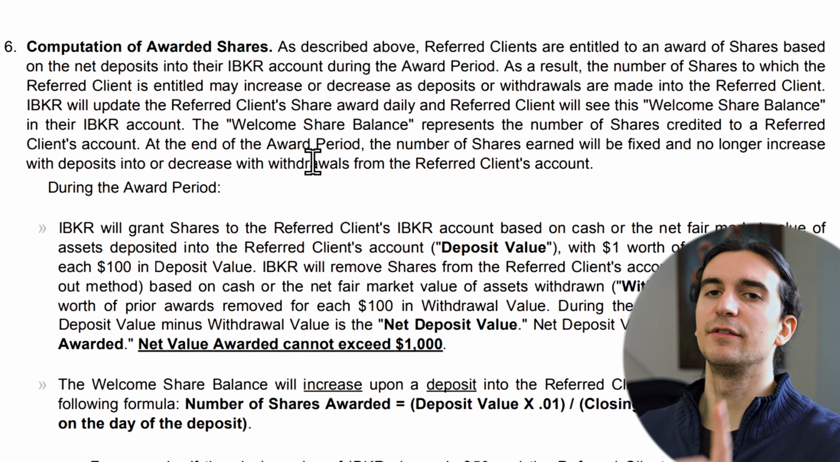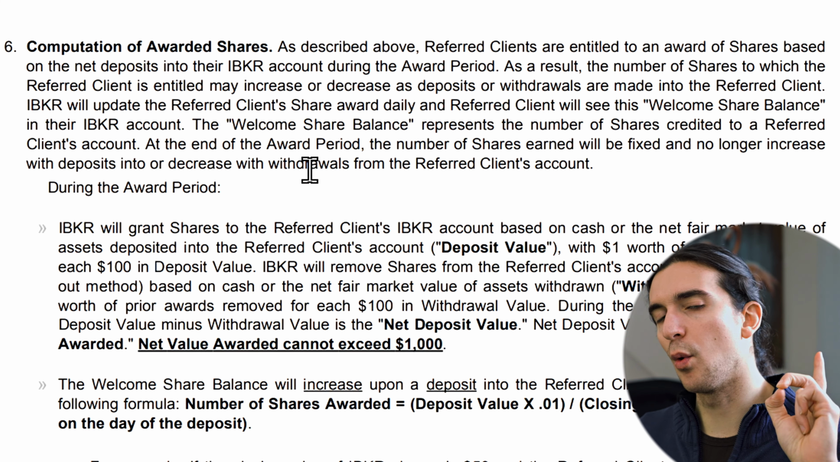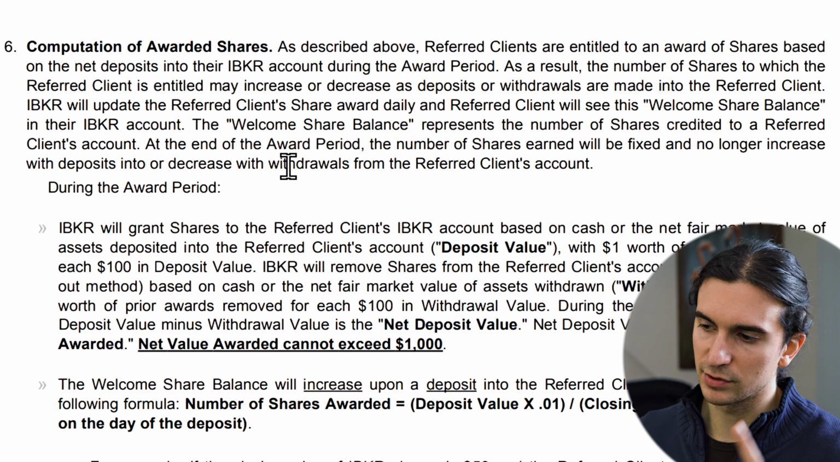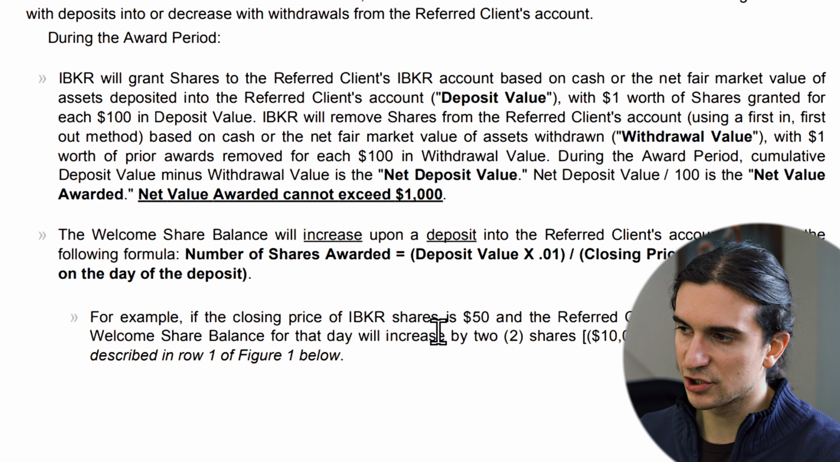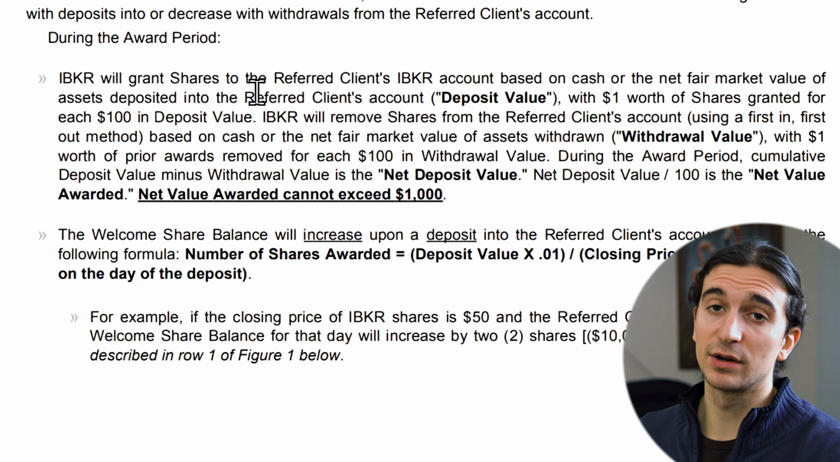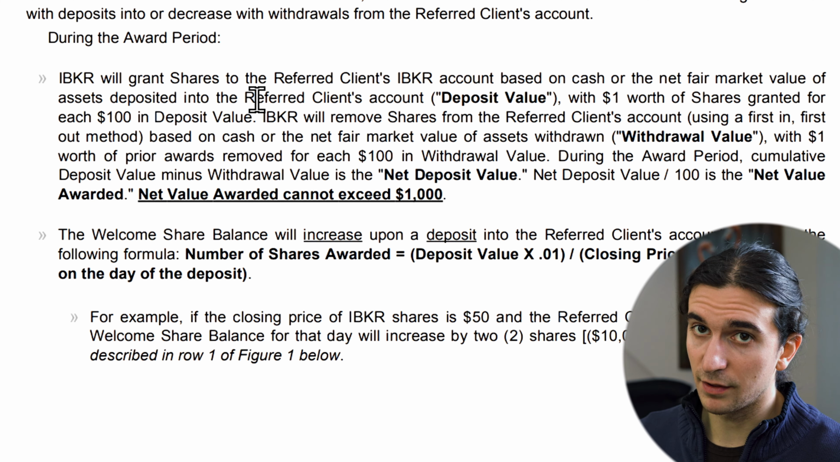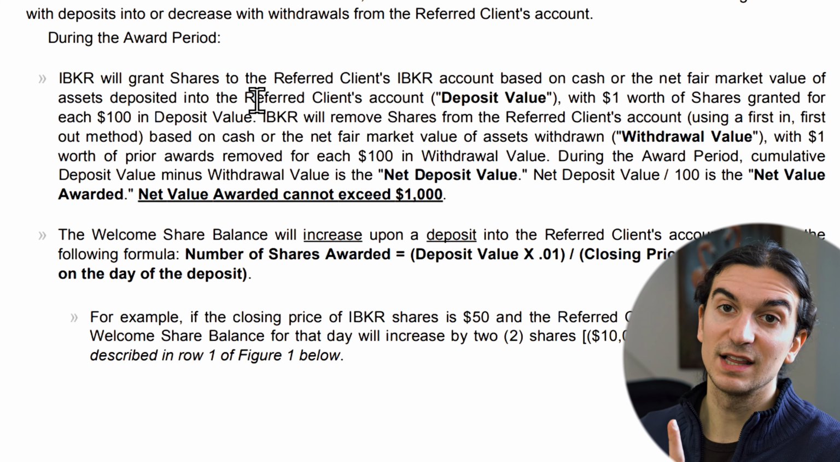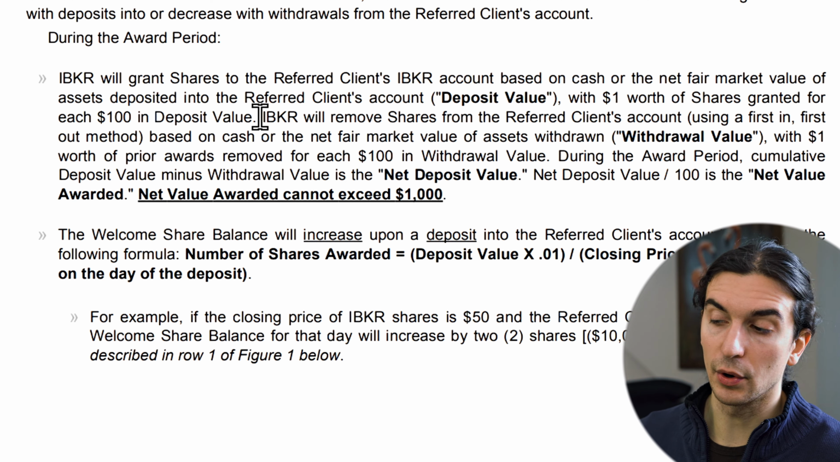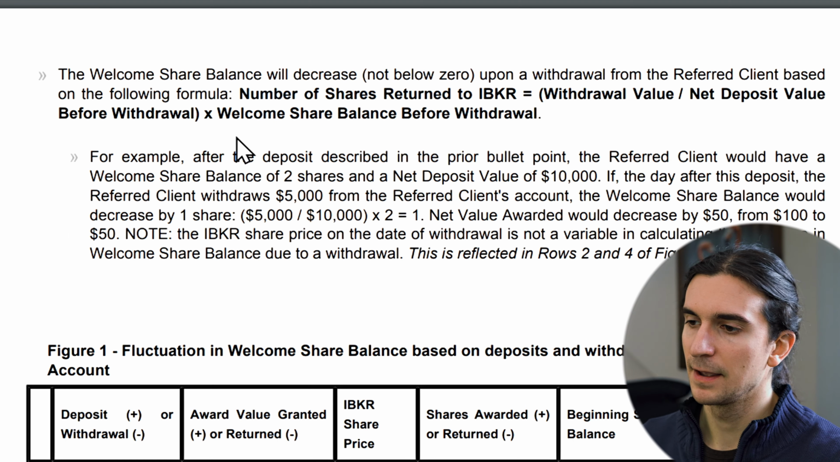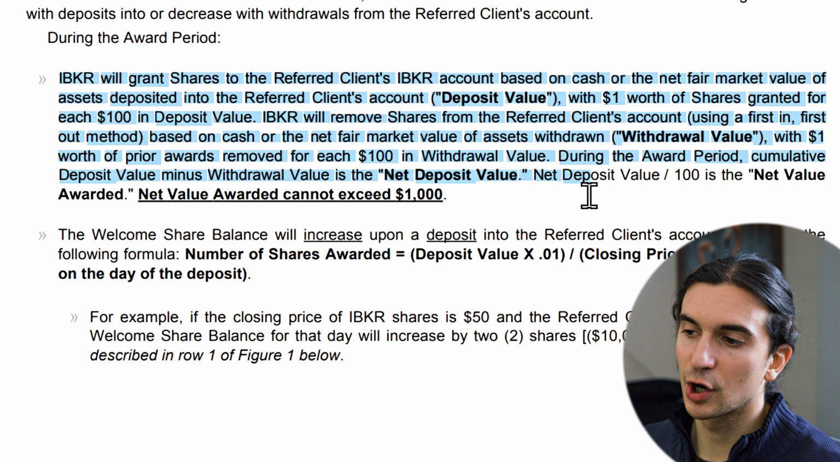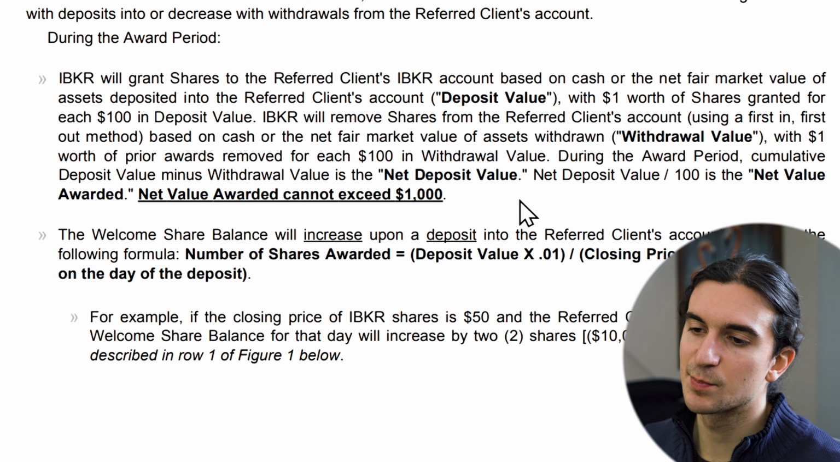Basically, again, for every $100 you deposit, you get $1 worth of Interactive Brokers stock. They give you a bit of information regarding that right here. And they also tell you that if you deposit cash and then withdraw the same cash, then of course they also withdraw the shares that you earned at the same time. So you can't do that. So there's going to be some information here regarding some of the technicalities, but again, it's pretty simple.